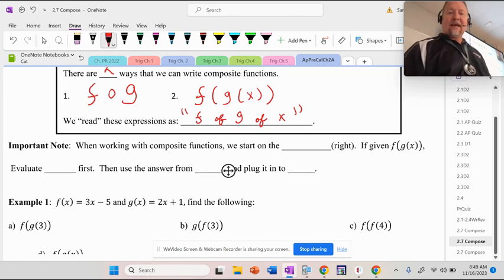When working with composite functions, we start on the inside.